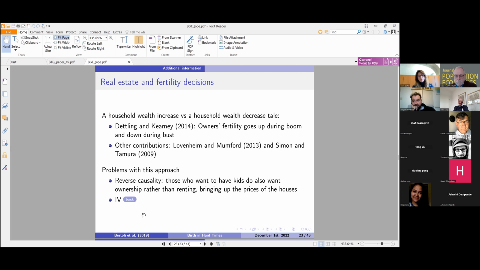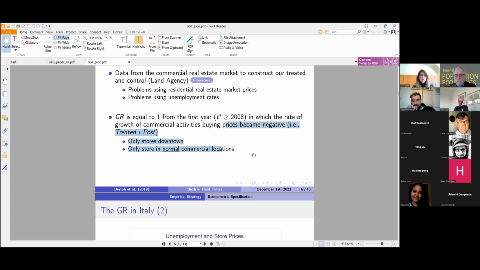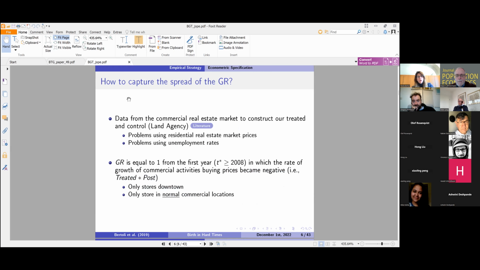an instrumental variable approach. Then what we thought about is, instead of looking at the prices of houses, why not look at the prices of stores? So what we are using here is data related to the commercial real estate market, and we use them to construct our indicator of the spread of the Great Recession. And then we basically replicate a difference in difference approach, to be more precise, a staggered difference in difference approach.